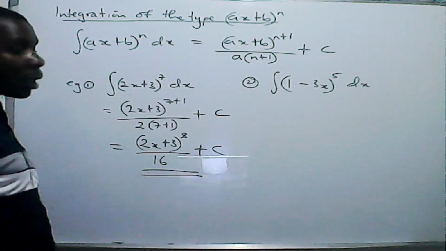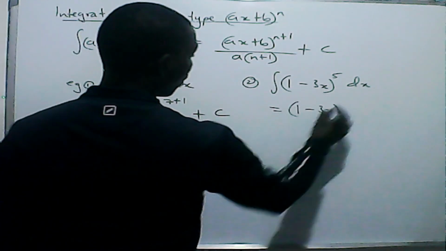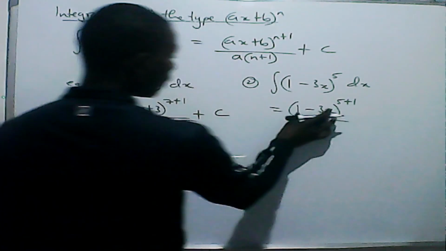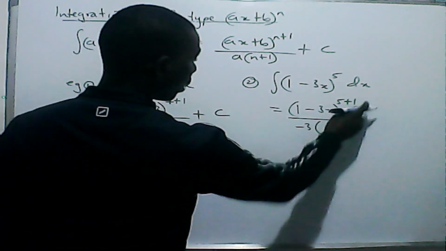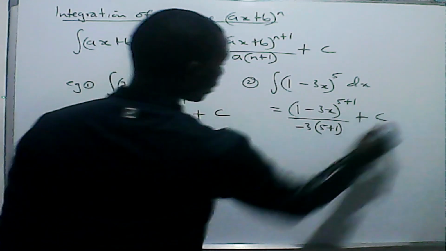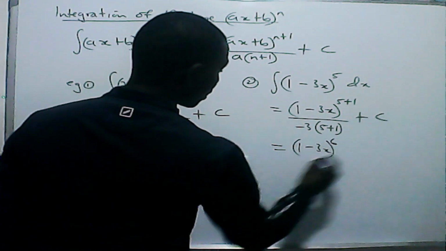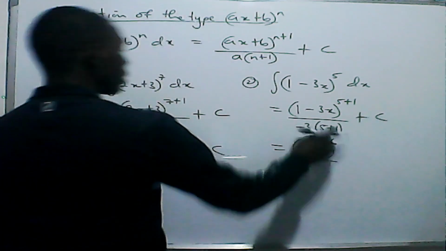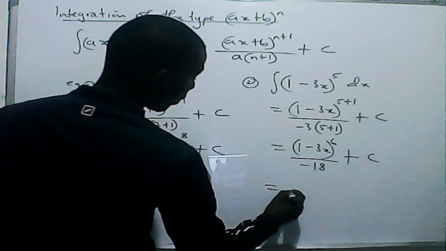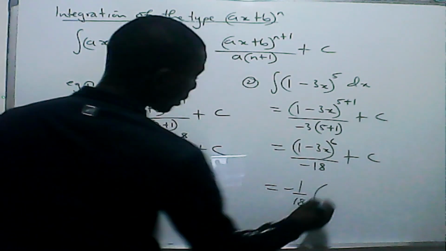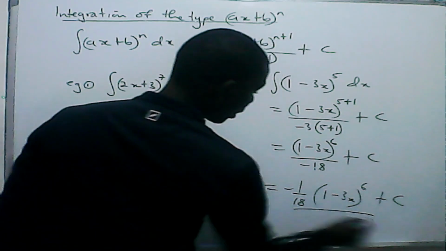with my solution. So solution, here we have (1 minus 3x) to the power 5 plus 1 over the derivative of 1 minus 3x, which is negative 3, times the new power, 5 plus 1, plus a constant of integration, which is equal to (1 minus 3x) to the power 6 all over negative 3 times 6, that's negative 18, plus a constant of integration. Then this solution can be written in the form negative 1 over 18 times (1 minus 3x) to the power 6 plus a constant of integration.